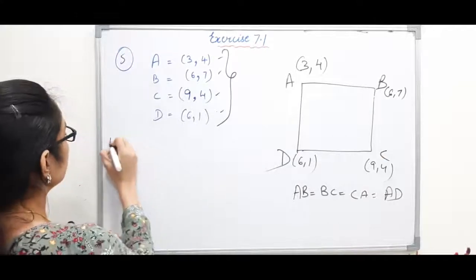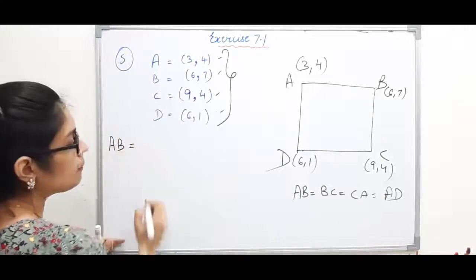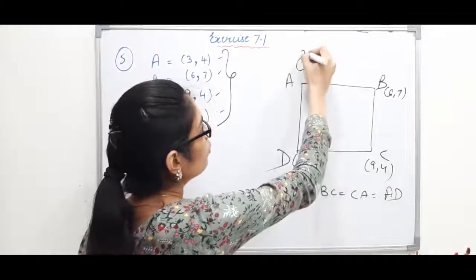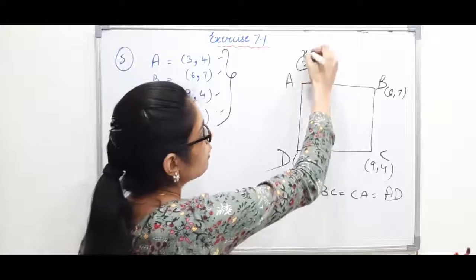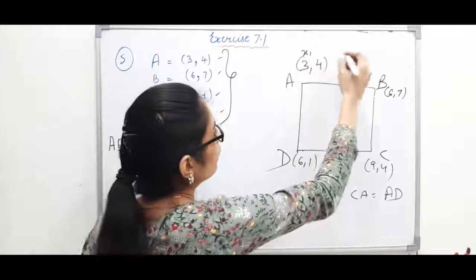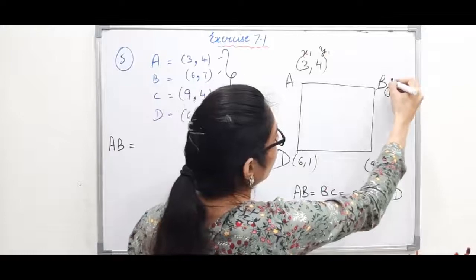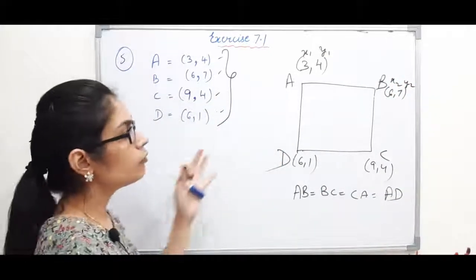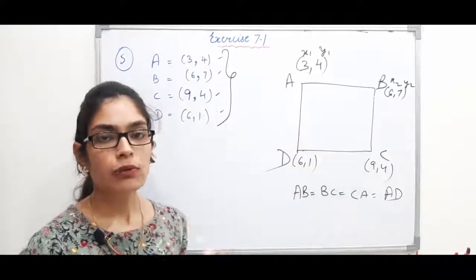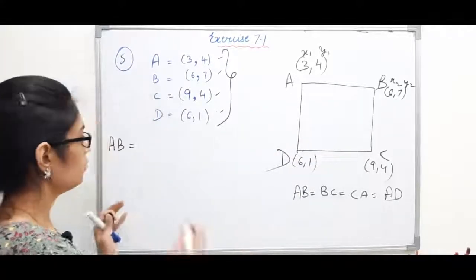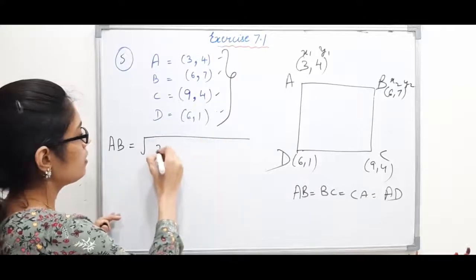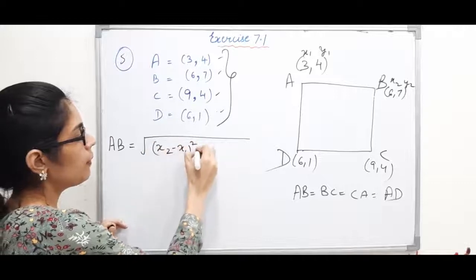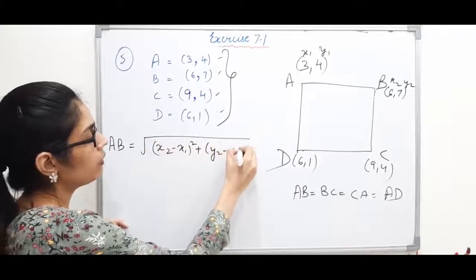First of all, we'll find AB. AB means the distance between these 2 points. I have 2 points, so I will name them x1, y1 and x2, y2. In each and every question we are just finding the distance by using the distance formula. So this is very easy. The formula will remain the same: x2 minus x1 whole square plus y2 minus y1 whole square.